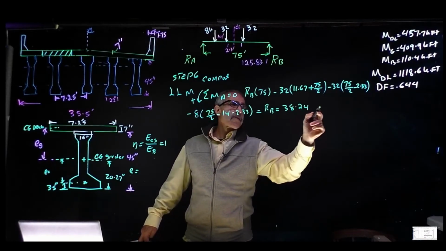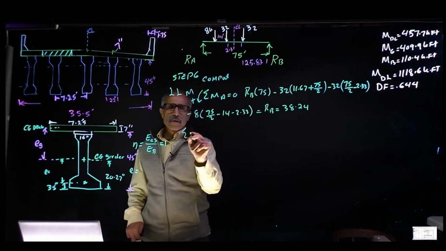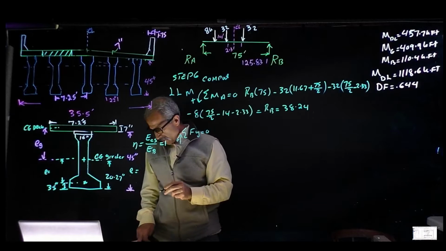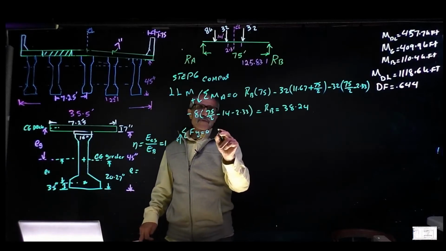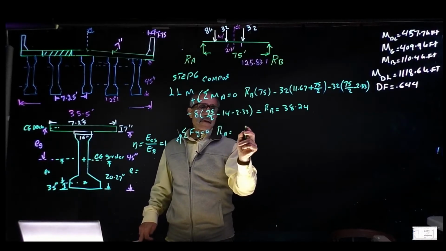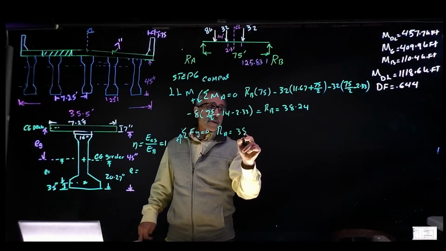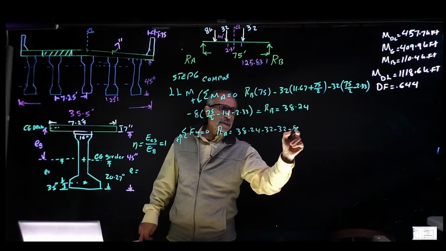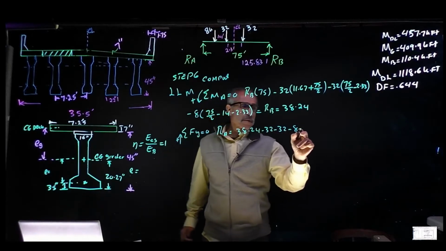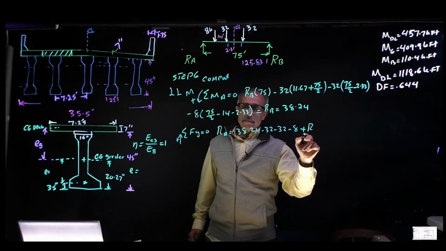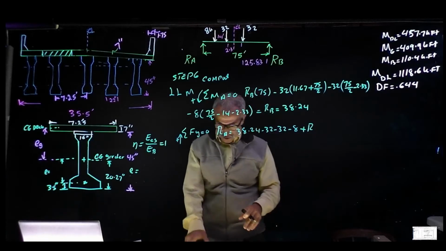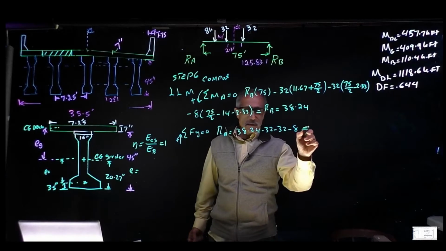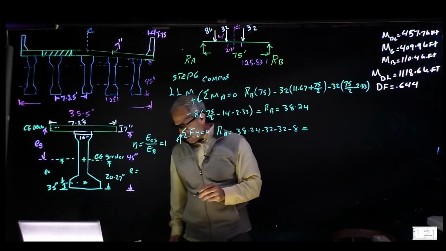From summation FY equal to 0, going up is positive, our RA comes out to basically, we have 38.24 minus 32 minus 32 minus 8, and then it's going to be plus RB. Plus RA, whatever. I got it. So RA comes out to 33.7 kip.